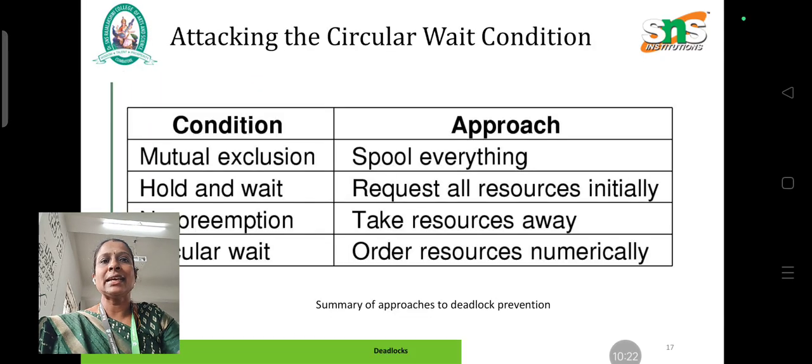Next is attacking the conditions for deadlock. For the mutual exclusion condition, the approach is to spool everything. For the hold and wait condition, you have to request all the resources initially. For the no preemption condition, you can take the resources away, and for the circular wait condition, you can order the resources numerically. For these 4 reasons, a deadlock may occur in a system. Using these approaches, we can avoid deadlock in the system.